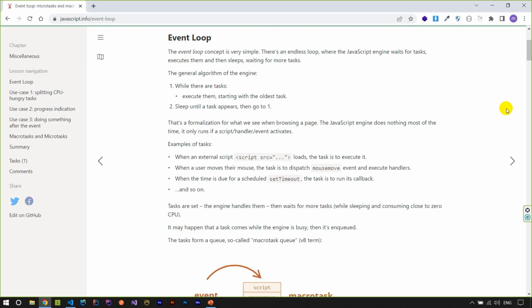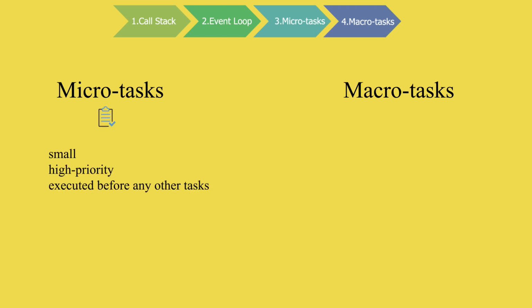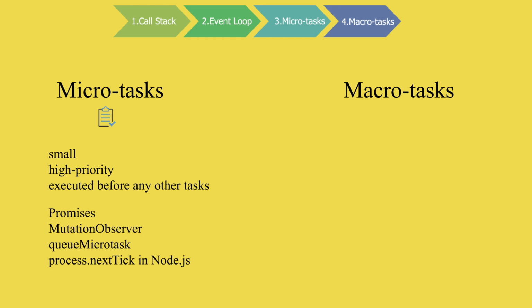And there is a formalization for what we see when browsing a page. The JavaScript engine does nothing most of the time. It only runs if a script or handler or event activates. It means that we have some tasks to do. So the tasks can be of 2 different types: microtasks and macrotasks. Microtasks are small, high-priority tasks that are executed before any other tasks. Examples of microtasks include promises, mutation observer, queueMicrotask, and process.nextTick in Node.js.